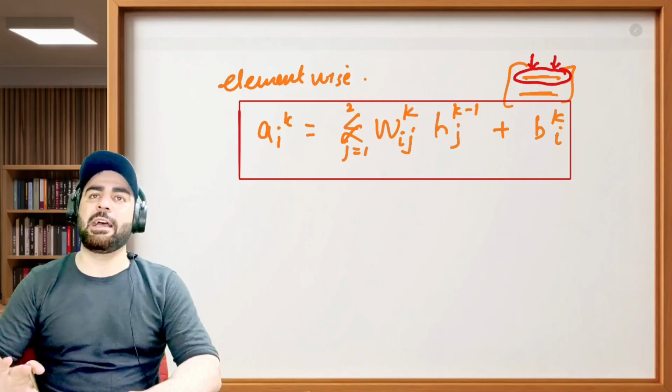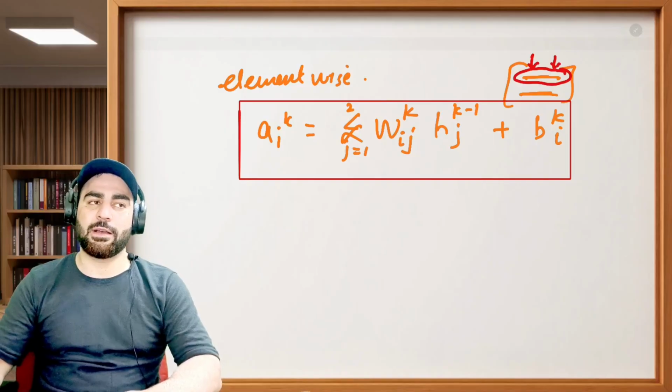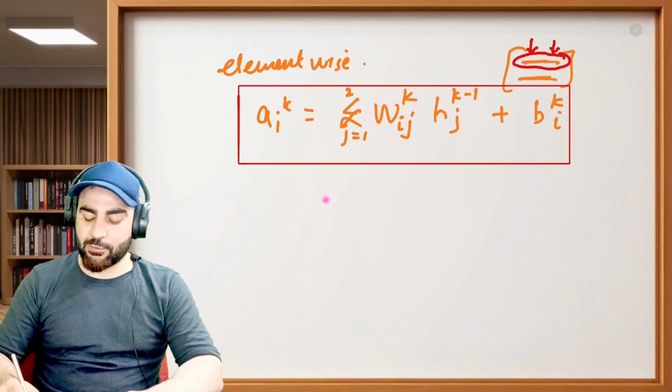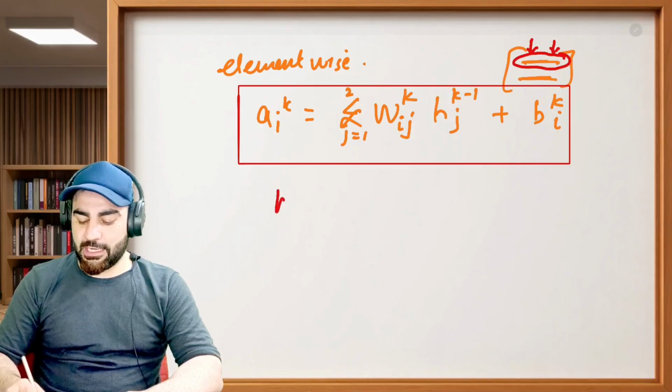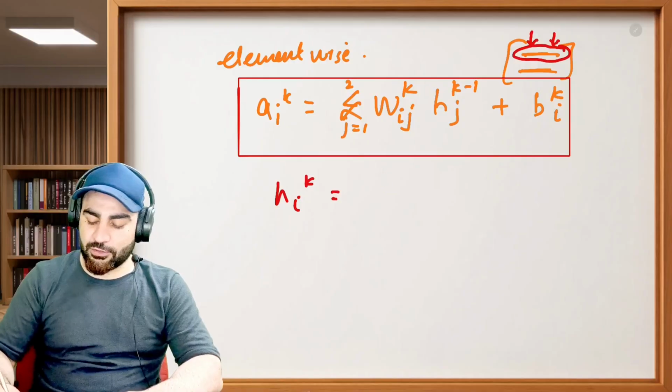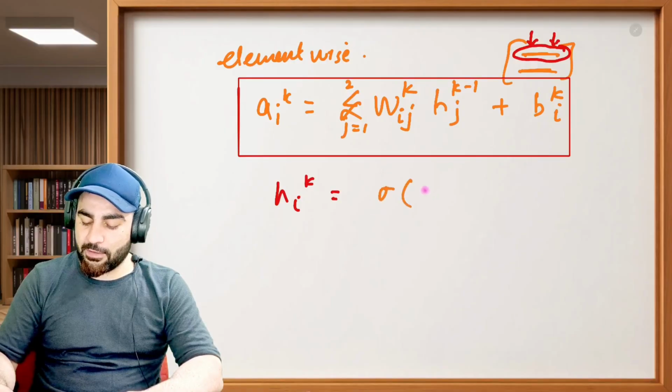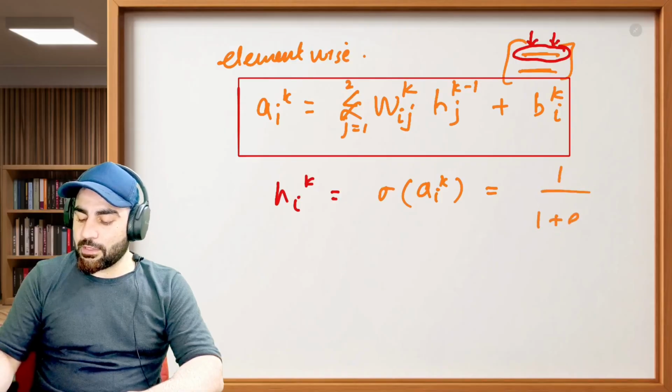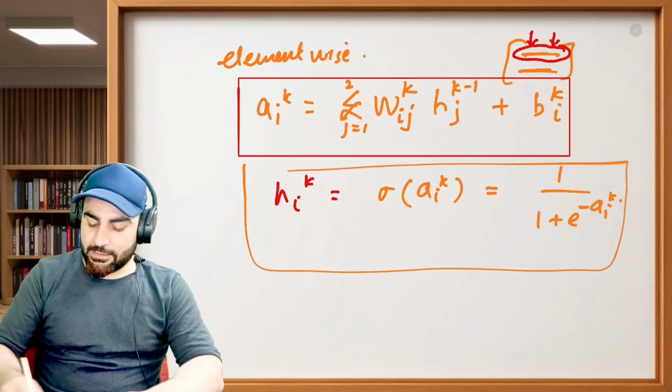Then you have to apply some sort of activation function on this. Here in this case we'll apply the sigmoid function. Let's call this h_i of k. To get this value, apply the sigmoid function on a_i of k, the sigma of a_i of k, which is equal to 1 divided by 1 plus e to the minus a_i of k. This is your forward pass.